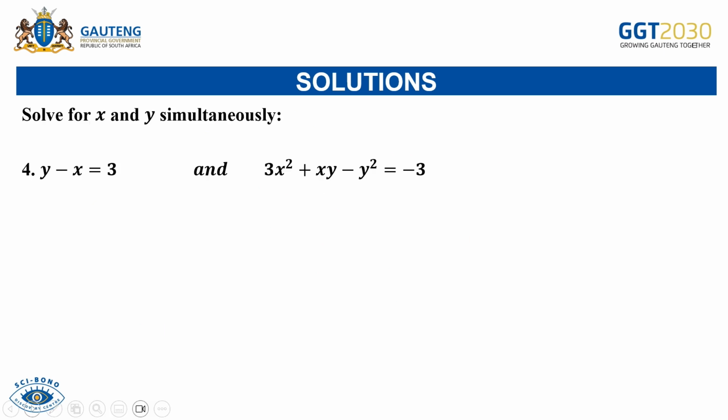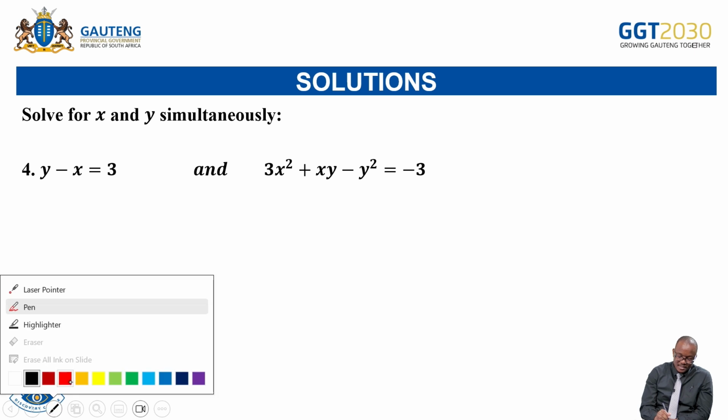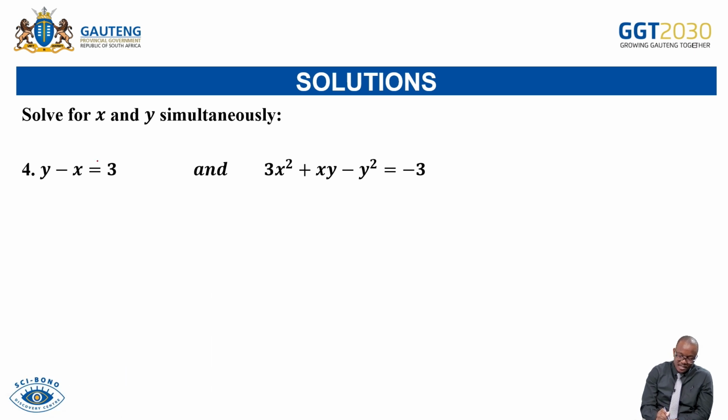The fourth one, in this case, remember, it's almost the same as the previous one, but we just need to decide now on which variable we are going to make the subject of the formula. So you decide. We can say this is equation 1 and this is equation 2. Then what do we do there?